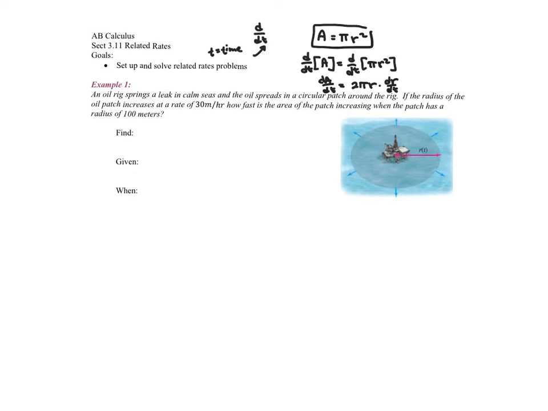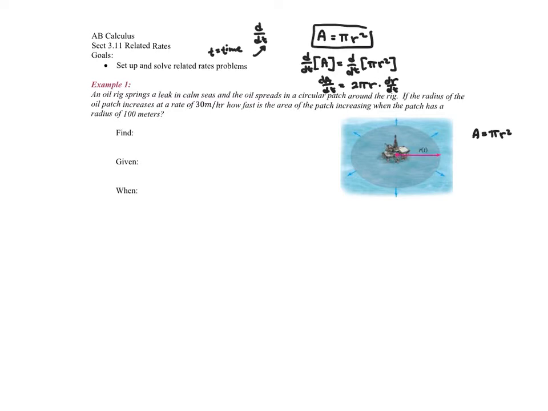So let's look at example number 1. An oil rig springs a leak in the Caribbean Sea and the oil spreads in a circular patch around the rig. So circular patch tells me area, pi r squared. If the radius of the oil patch increases at a rate of 30 meters per hour, how fast is the area of the patch increasing when the radius is 100 meters?